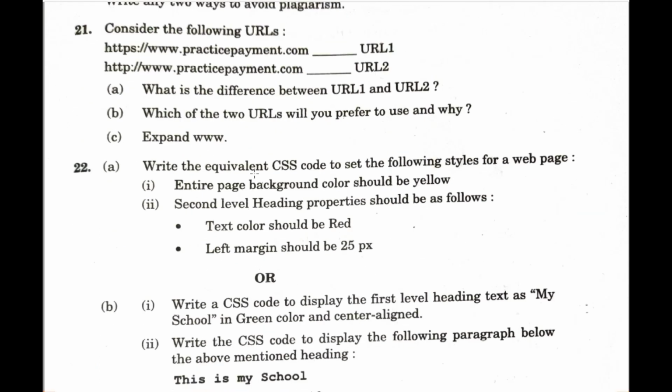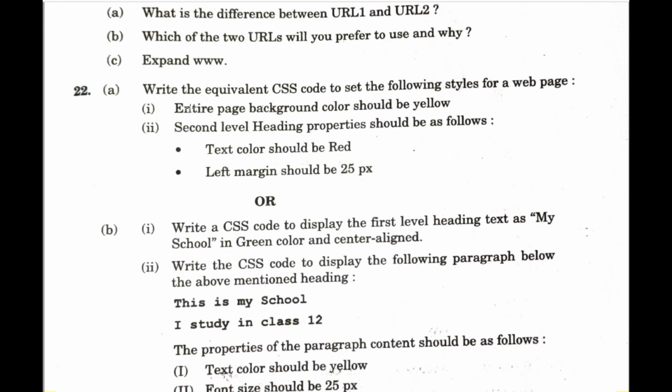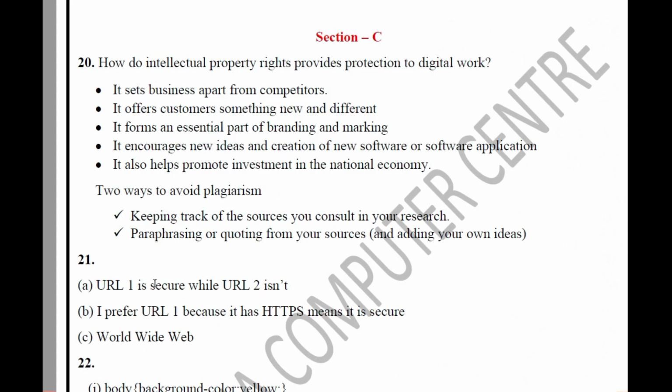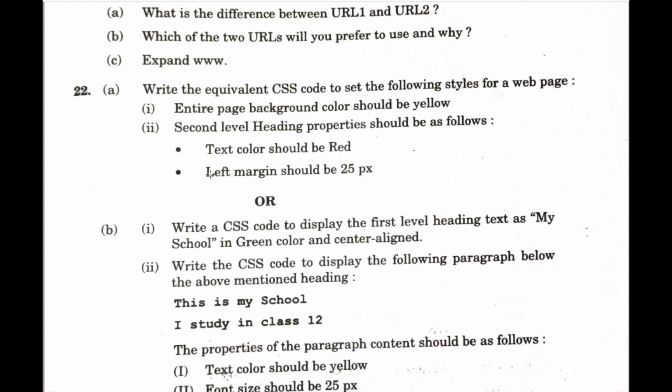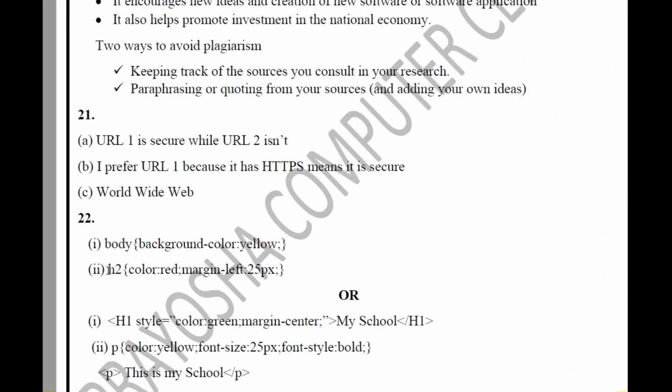Next one, write an equivalent CSS code for the given set. First we have to write the CSS code for the entire page. Background color should be yellow. So here, for the page background color we have to use the body tag: body, background-color colon yellow, and then semicolon. Okay, second, the left margin should be 25 pixels. So for that, h2 heading tag, color red, margin-left 25 pixels.